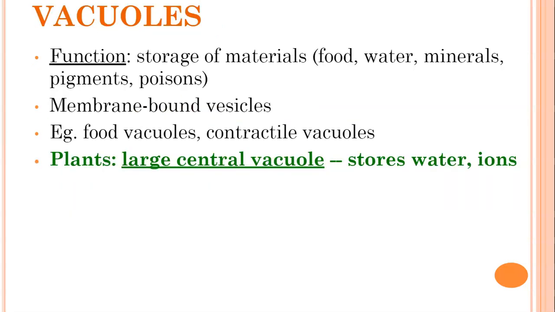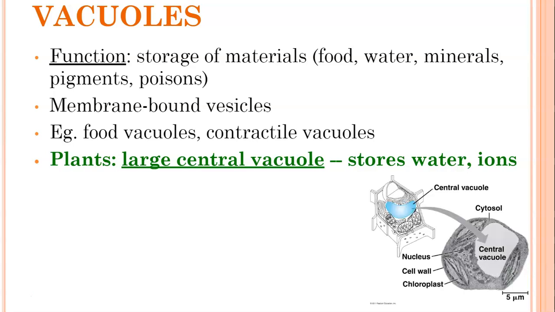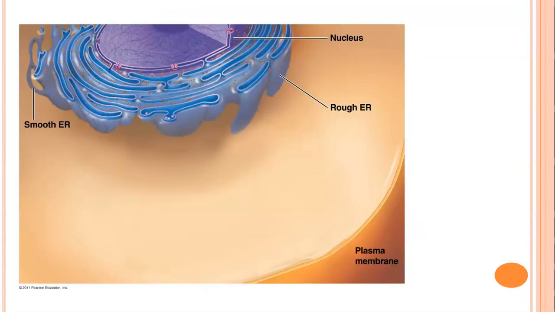Vacuoles are like big storage containers for the cell. They can hold things like food, water, poisons if you need. Membrane-bound vesicles are also kind of considered a vacuole. So if you're packaging things for transport within the cell, that could be considered a vacuole. Plants, just to note, have a super giant one in the middle called a central vacuole that's really responsible for holding water and gives it its turgor pressure that kind of pushes on the cell wall to keep plants upright.